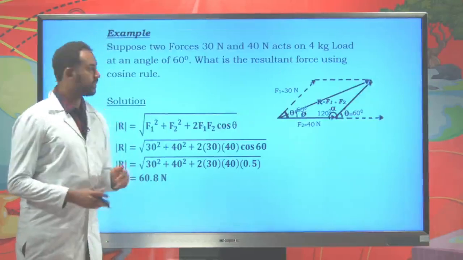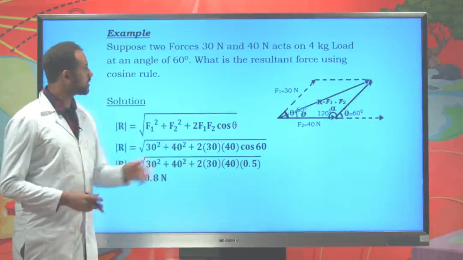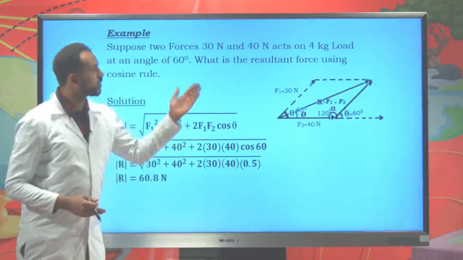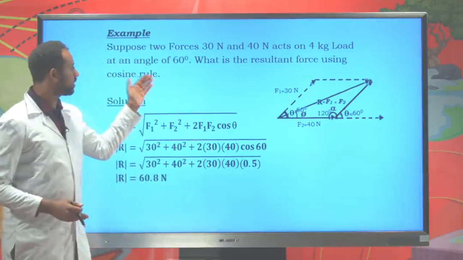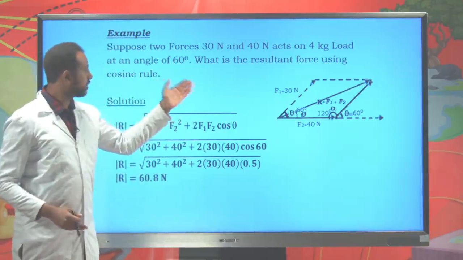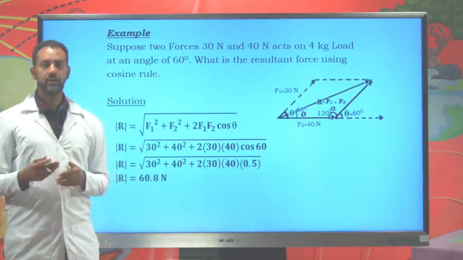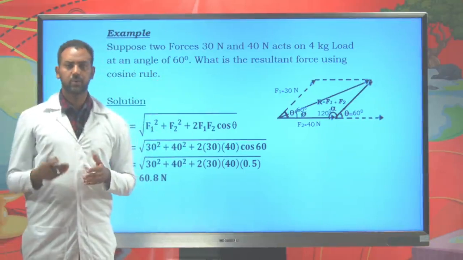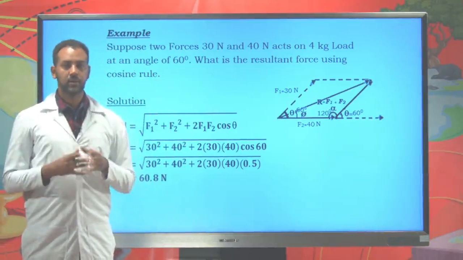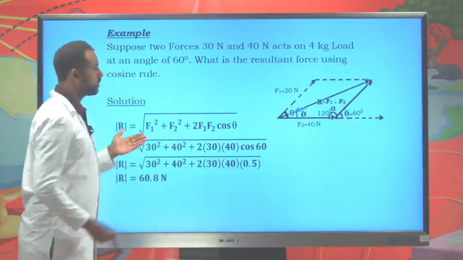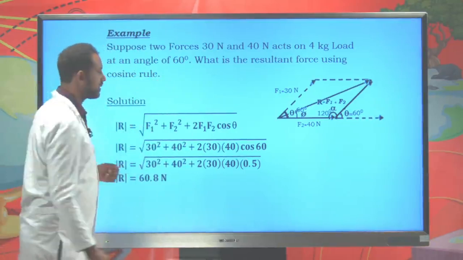Here we have a good example. It says that suppose two forces, which are 30 Newton and 40 Newton, act on a body at an angle of 60 degrees. What is the resultant force using cosine law? It's possible to determine it using cosine law, or component form. We have different techniques of finding the resultant vector, and here it says, let's use cosine law to determine the resultant vector.